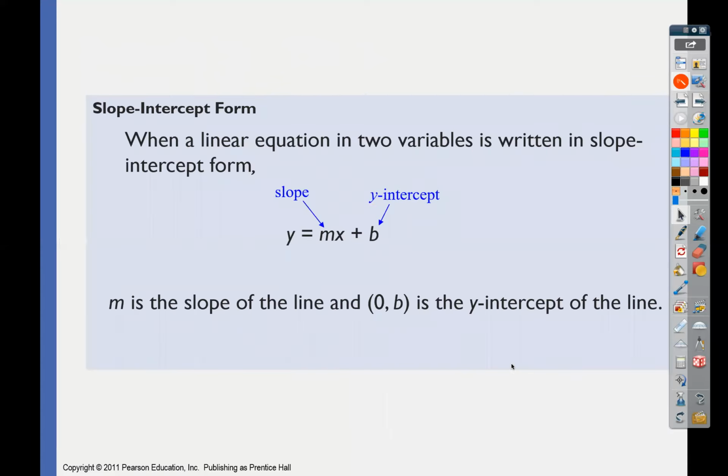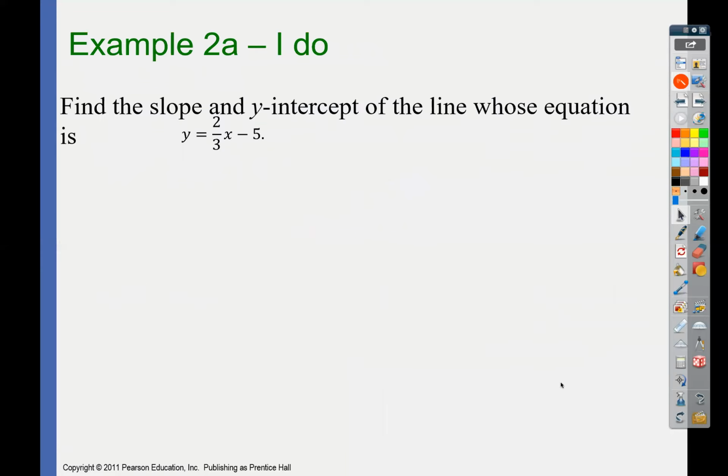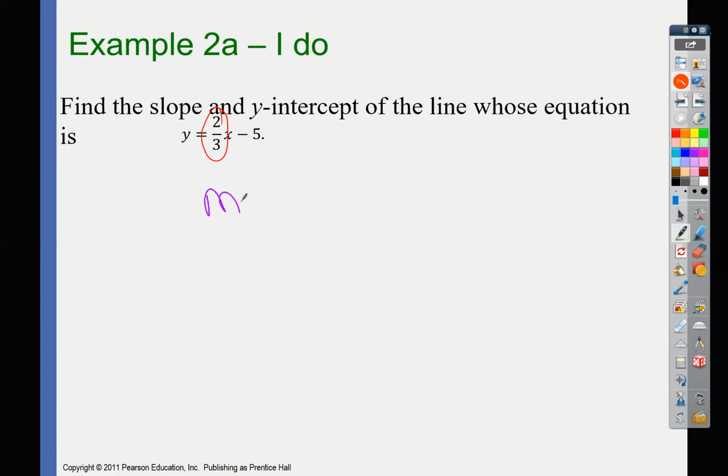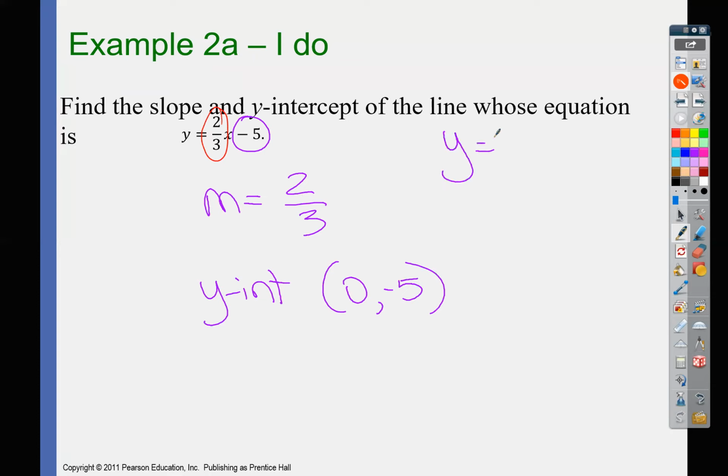Okay, slope-intercept form of a line is y equals mx plus b, where m is the slope and b is the y-intercept. So find the slope and the y-intercept of the line whose equation is y equals 2/3 x minus 5. So 2/3 is going to be the slope, and the y-intercept is -5, so that coordinate is (0, -5). So remember, it's y equals mx plus b, where b is your y-intercept and m is your slope.